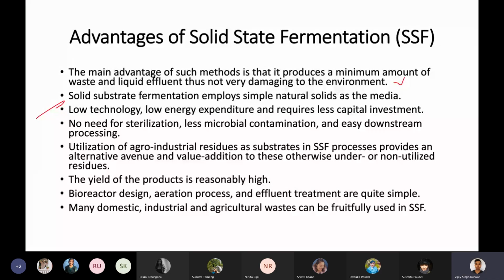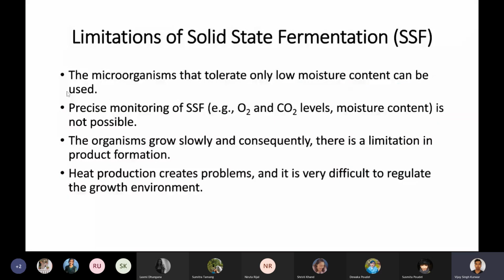What are the limitations? Only microorganisms that can tolerate low moisture content can be used. This is the major limitation. Precise monitoring of the oxygen, carbon dioxide level, and the moisture content is not possible in solid. In liquid, there is aeration, agitation, or an impeller rotating, and you can measure precisely the oxygen, pH, and O2 levels. All this precise monitoring is not possible in solid state fermentation.